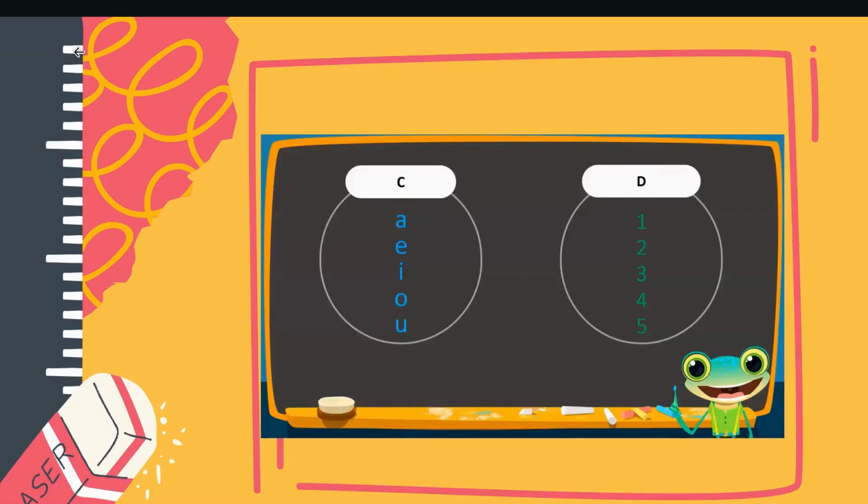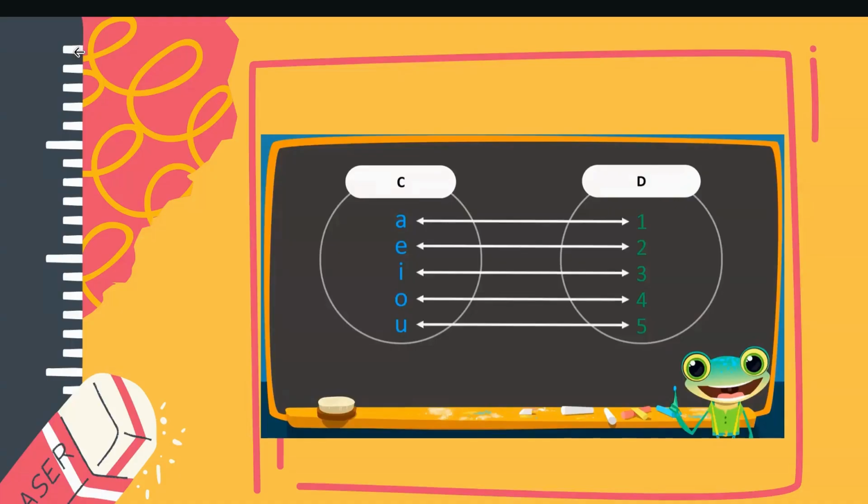Let's look at another example. Set C is a set of vowels in the English alphabet, and set D contains the first 5 natural numbers. On counting, we see that there are 5 elements in both sets. Like the previous example, there is one-to-one correspondence between the elements of both sets. Since the elements in both sets are not identical, C and D are equivalent sets.